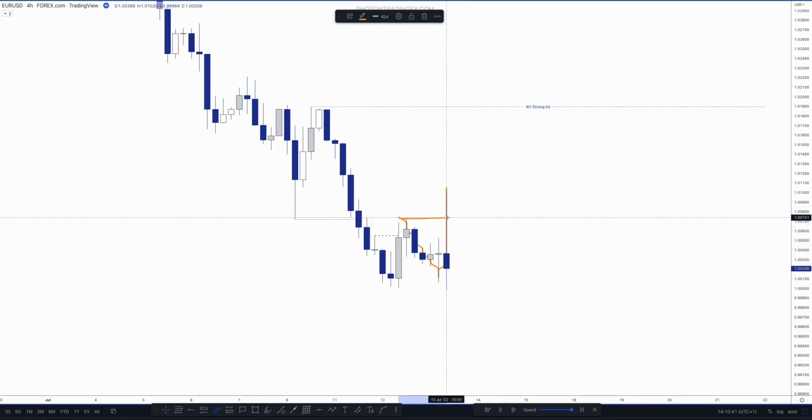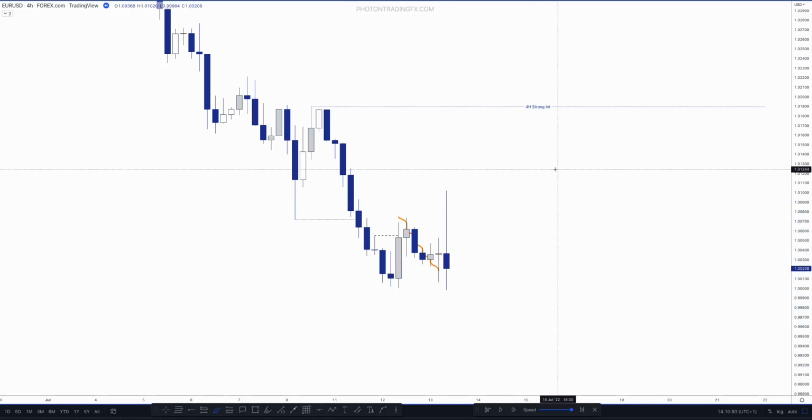So it continues that fractal movement, all right? So then at that moment, this would become the fractal low, and then we get a bearish change of character. I think that's what happens, right? So we come up, and then we come down. So let's take a look.